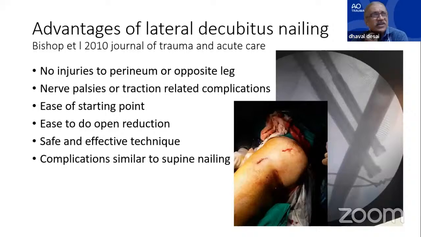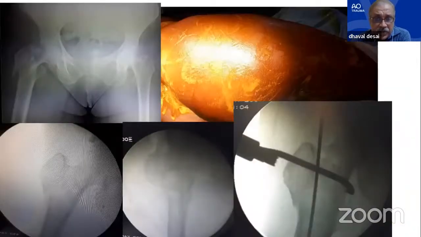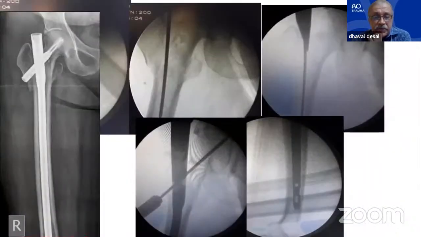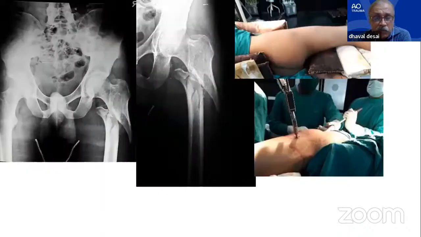I think there are certain advantages that have been described, including lesser risk of nerve palsy, the ease of starting point, and the ability to do an easy open reduction. It's safe and effective. Complications are similar. In a very obese patient, it is very easy and helpful to do the reduction and maintain it while you successfully nail. Or let's take this subtrochanteric fracture.